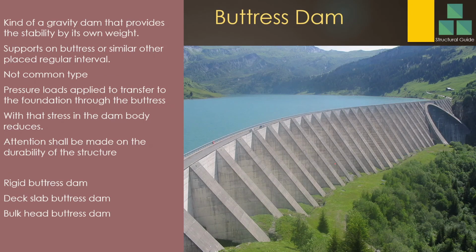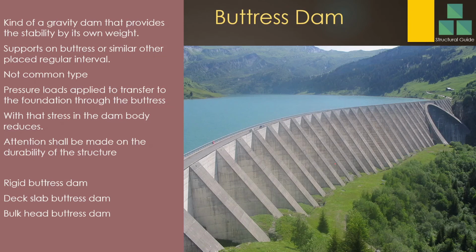Buttress dams. It's a kind of gravity dam that provides stability with its own weight. The dam is supported on buttresses or similar structures that are placed at regular spacing. Instead of buttresses, different frame structures may be used to support the dam front face. As they are placed regularly, you can reduce the stress on the dam body.